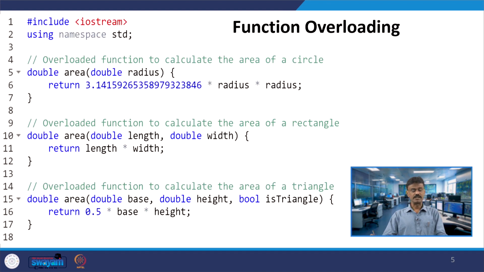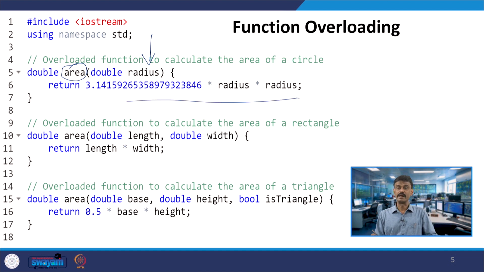So, let us see how function overloading works in C++. Let us consider area, where the name of the function is area. You have one argument, radius, and area returns pi r squared, that is 3.14 into radius. Another function has return type double, and I have area with 2 arguments, length and width. Now you are returning length into width.